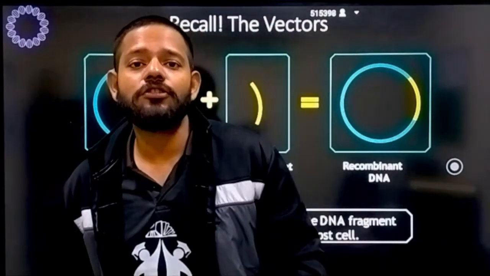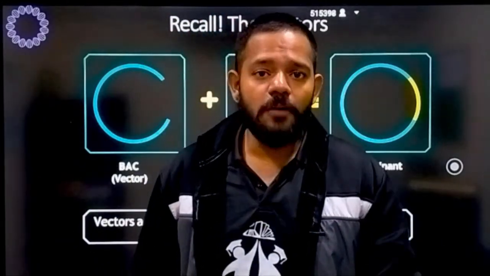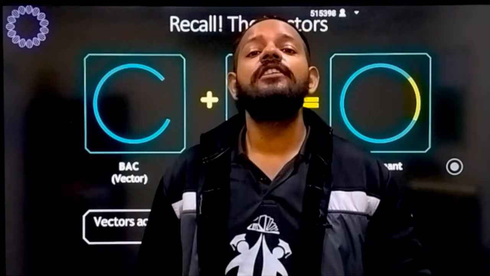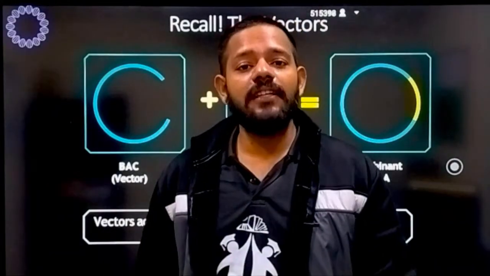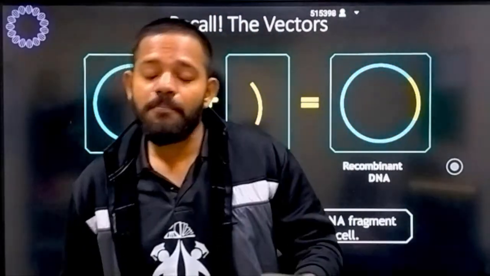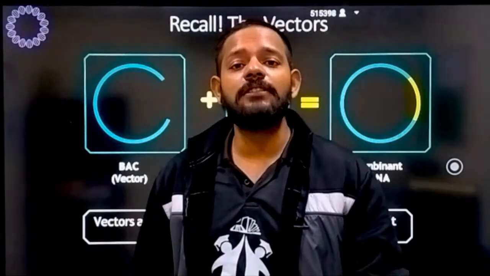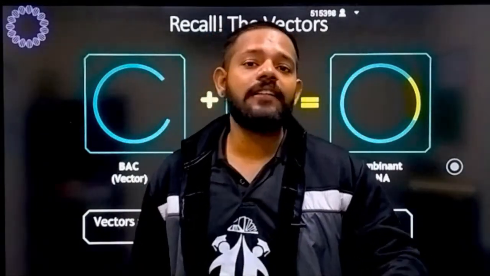In that lecture we also studied the characteristics of an ideal plasmid. It should have an origin of replication, a high replication rate, and fourth, a selectable marker. Then we studied different plasmids, and the most usual, most useful and most usable plasmid in biotech, that is pBR322. So these we studied in the previous lecture.